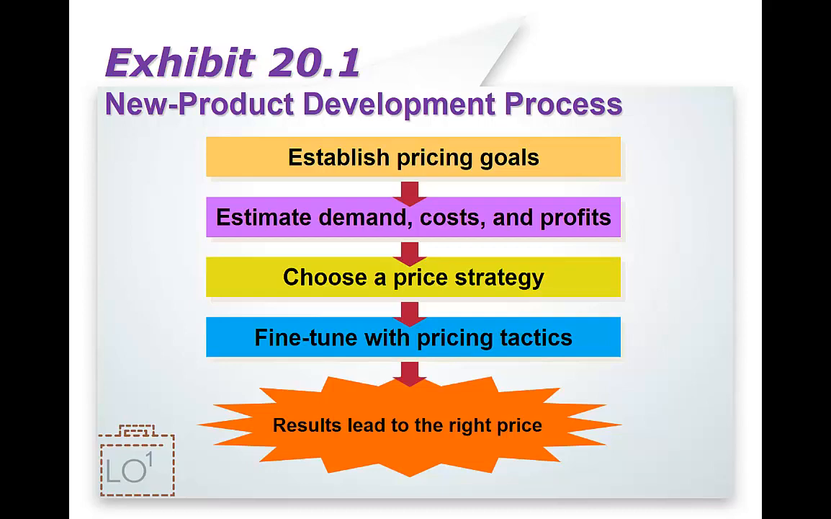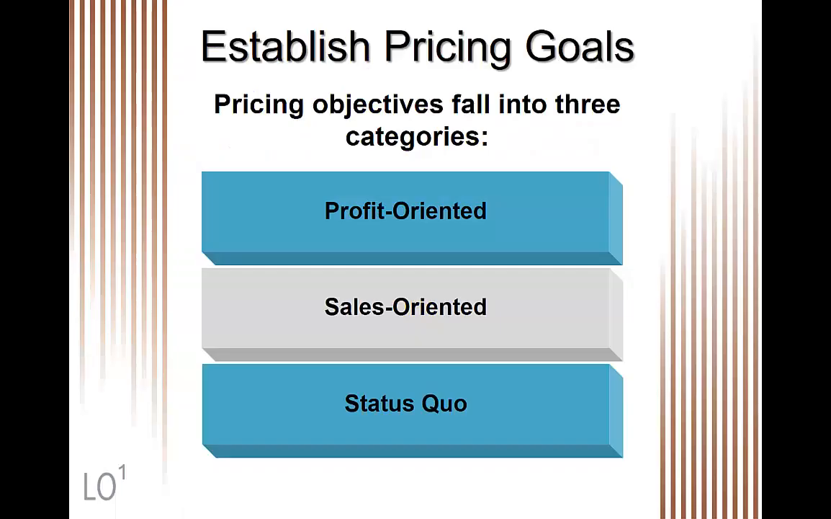Setting the right price is a four-step process as shown in the exhibit 20.1. The new product development process starts from establishing the pricing goals, and then estimate demand, cost, and profits, and choose a pricing strategy, and then fine-tune with the pricing tactics. Results lead to the right price for the product.